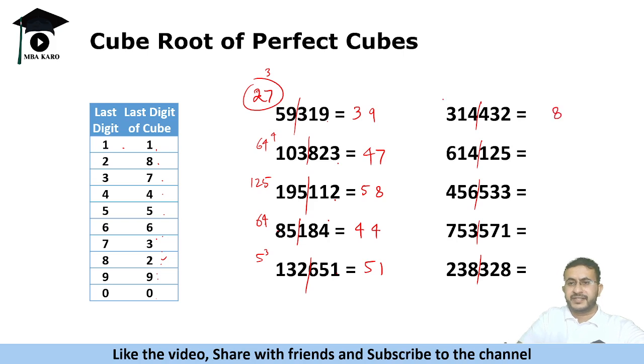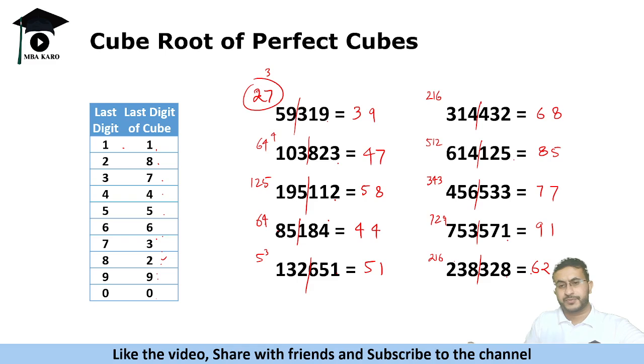Similarly, this is 8 and this is 6 because 6 cube is 216. Okay, this is your 512 is 8 cube. So 8 and 5. This is 3 which means 7 as the last digit and it is 7 cube. 343 is less than that. 8 cube is higher. So 77. Okay. 753, 729 के बाद आएगा, that is 9 and the last digit is 1. So 91. Okay. Last case it is 328, last digit is 2 and 238 is 6 cube के close. So 62 cubes. So you can find the cube root of perfect cubes with a very easy method.